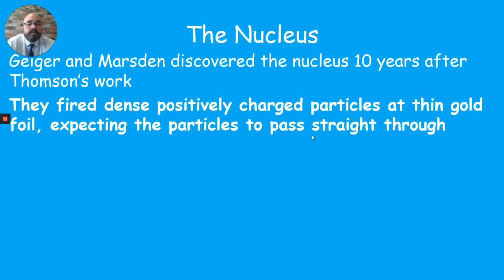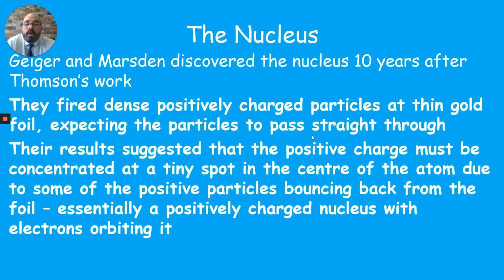They expected the particles to pass straight through. The results surprised them a little bit, because while most of the particles did pass through, some of those alpha particles deviated and changed course slightly, and others were actually reflected back from where they came. And what the results basically suggested was that the majority of the atom was empty space, but with a little positive charge concentrated in the center of the atom, the nucleus.